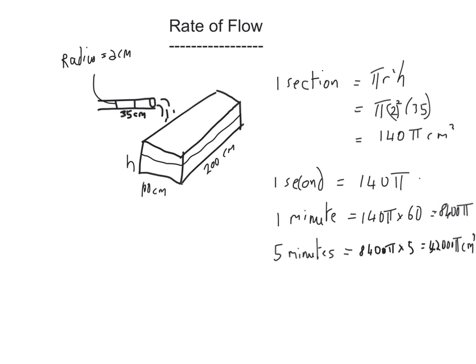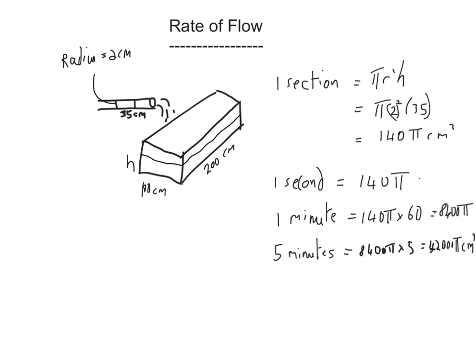So the first job is to go from 1 second to 1 minute. So 60 seconds in a minute. So we multiply this by 60 to get 60 seconds or 1 minute. But if we multiply this side by 60, we have to balance things out by multiplying this side by 60. So 140 pi times 60 gives us 8,400 pi. So in 1 minute, 8,400 pi cm cubed of water flows through the pipe.